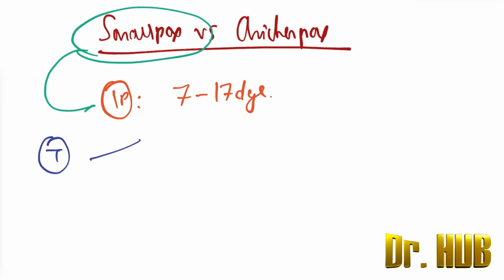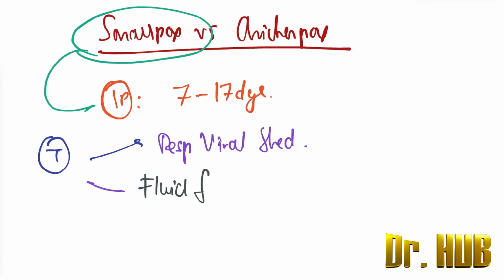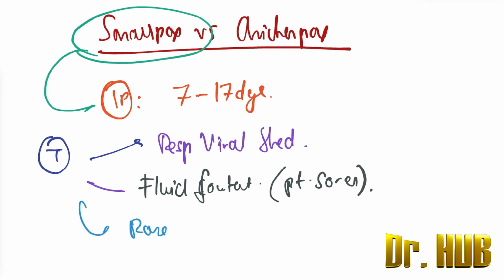Then how is it transmitted? The transmission is by respiratory viral shedding. Next, it can also occur through contact with fluids, that is, fluid found on the patient source. Another thing to note is that it is rarely airborne.